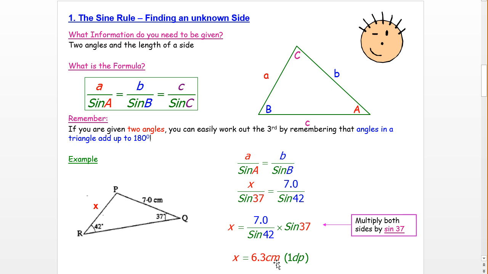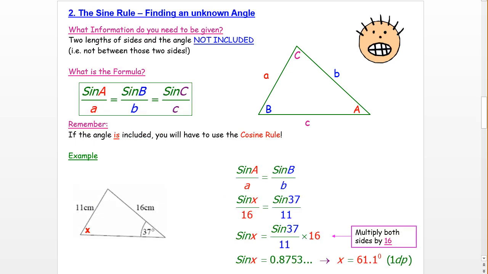Check that it sounds reasonable. 7 is opposite an angle of 42. 37 is a little bit less than 42, not a lot less. 6.3, it's a little bit less than 7, not a lot less. That sounds pretty reasonable. That's not too hard. Let's have a look at the next one.